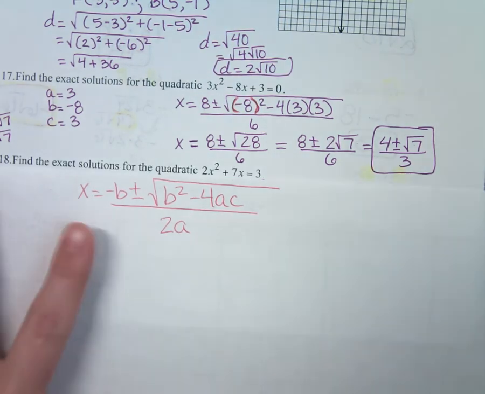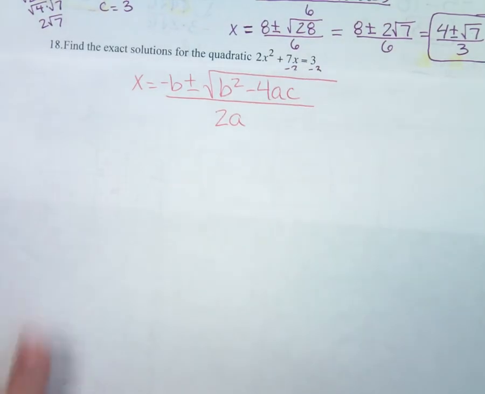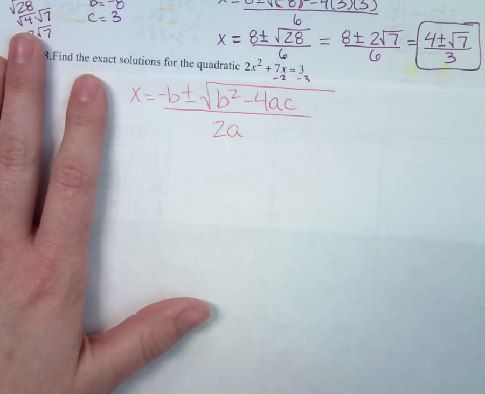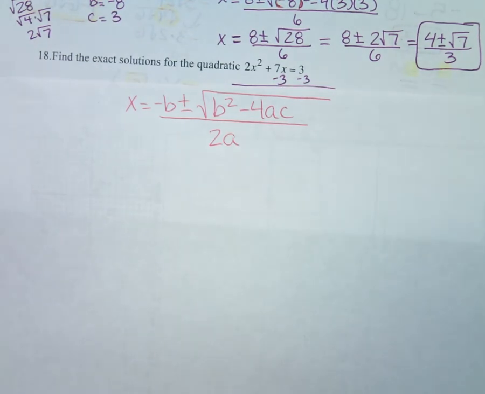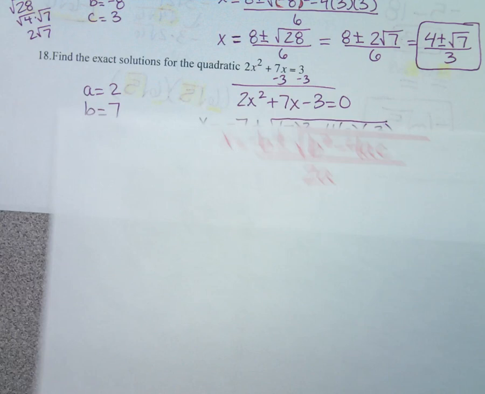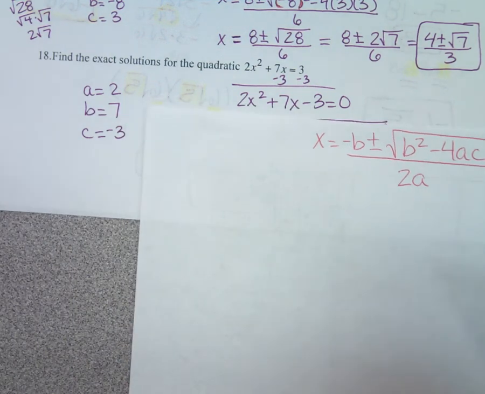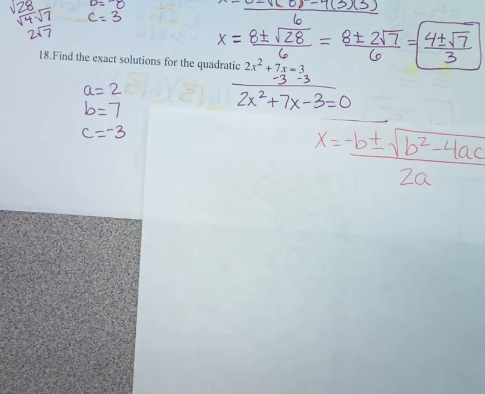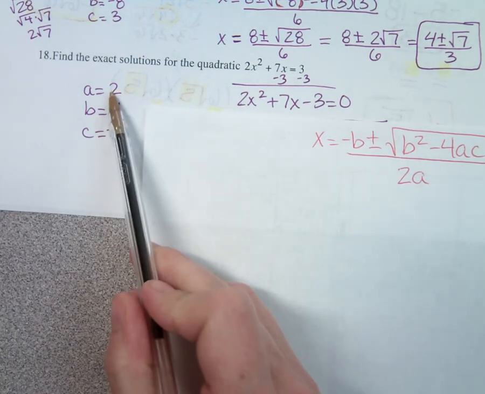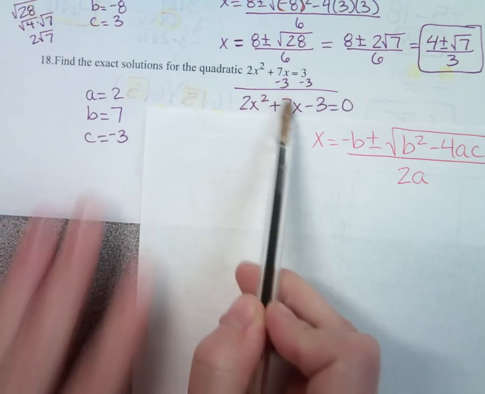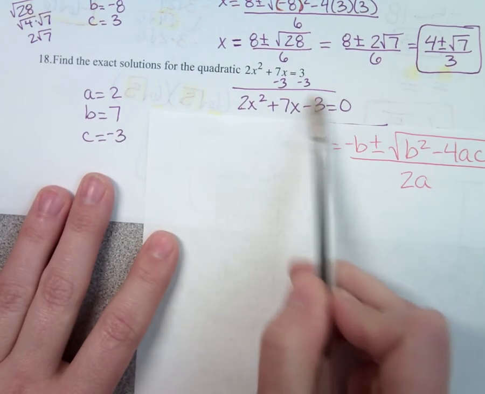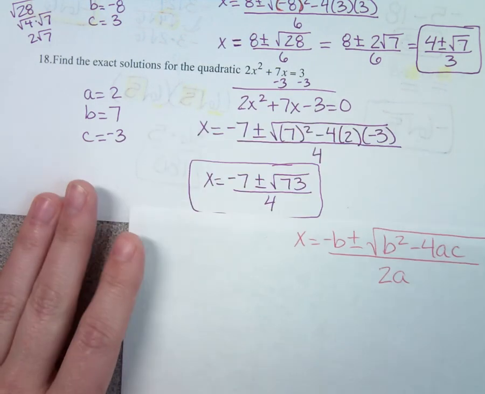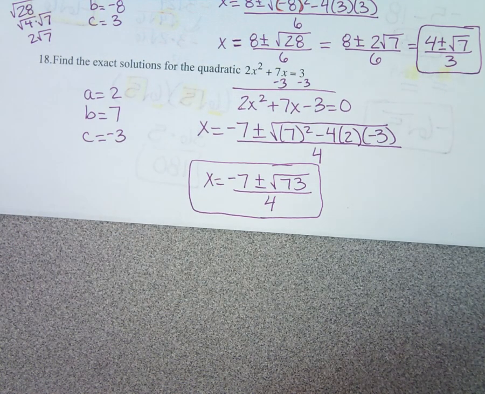Okay, next one. This is a quadratic as well. I just need to make sure it says equals 0, because it does not right now. So I subtract 3 from both sides. Then I have to make sure it's in order. And remember, it goes x squared, then x, then constant. Okay, at this point, a is the number in front of the x squared, b's the number in front of the x, so b is 7, and c is the constant, c is the -3. And I'm just going to show it to you.